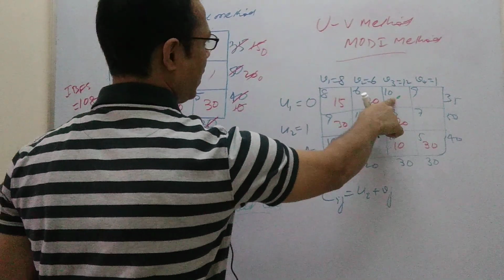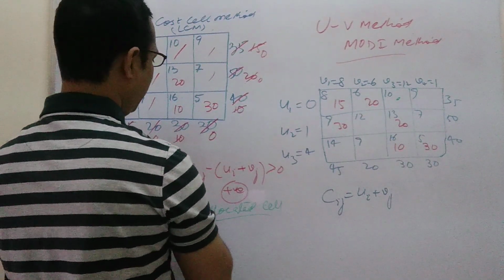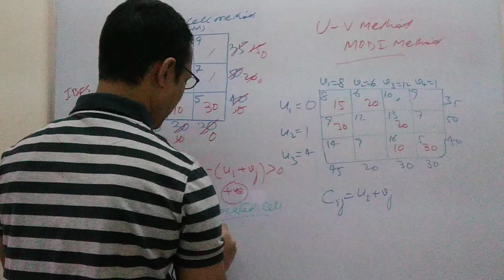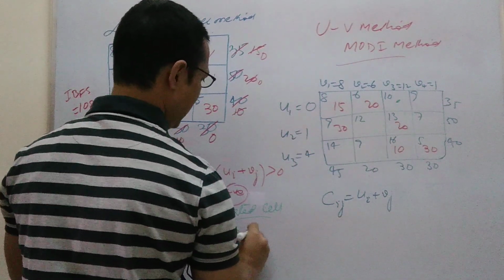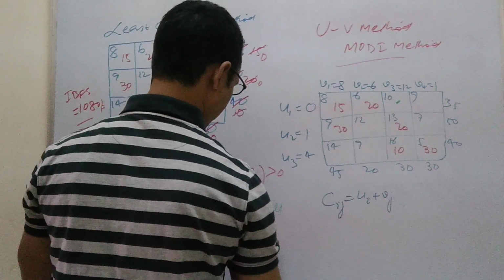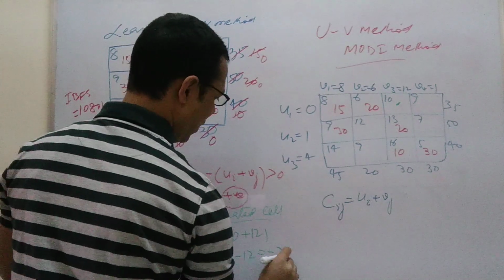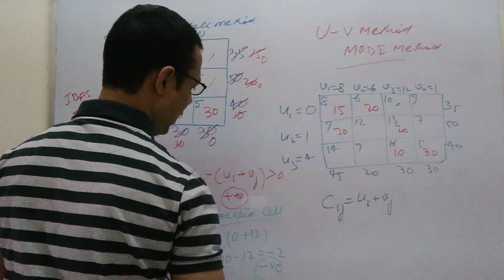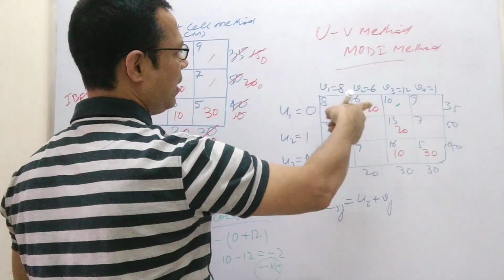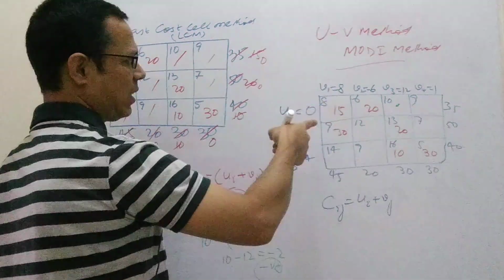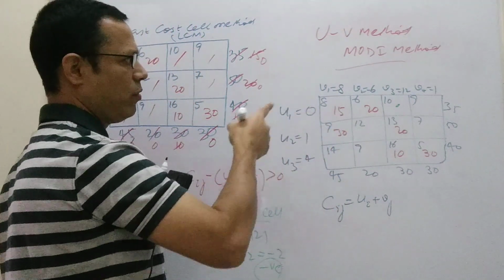The first unallocated cell is this one. For this unallocated cell, Cij is 10. So write 10 minus, what is the Ui? 0, plus Vj is 12. It means 10 minus 12, and the result is minus 2, which is negative. It means this condition fails, so there is a chance to reduce the transportation charges.